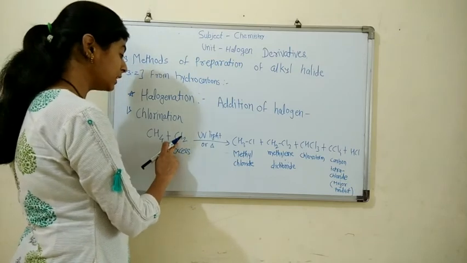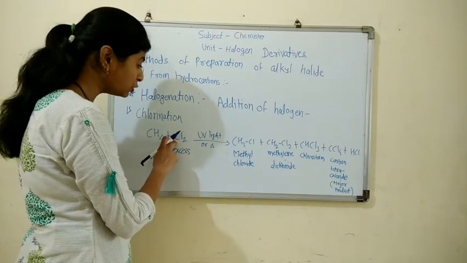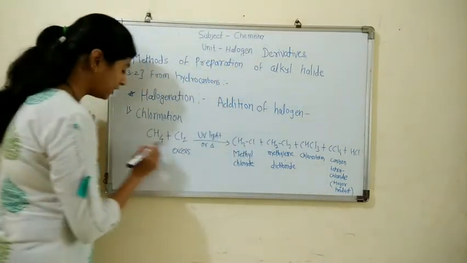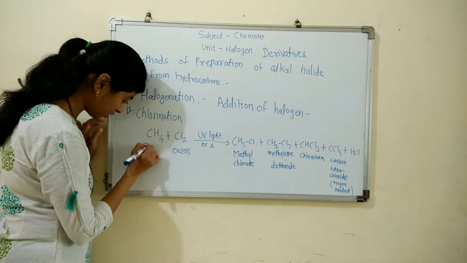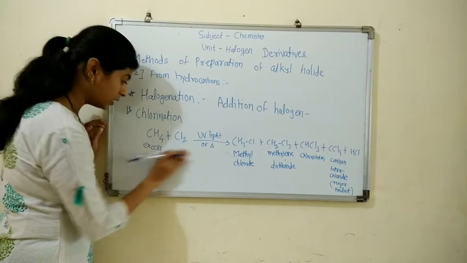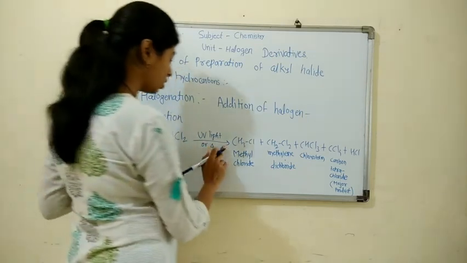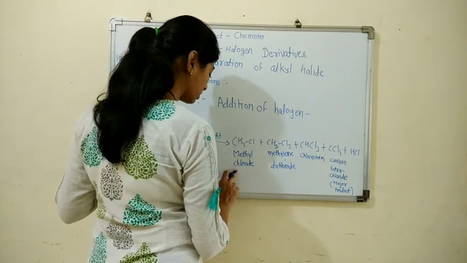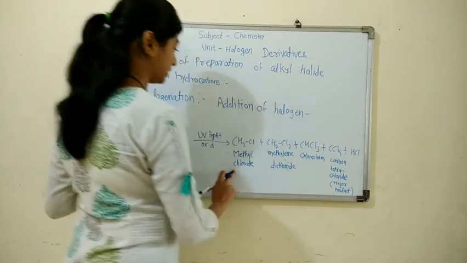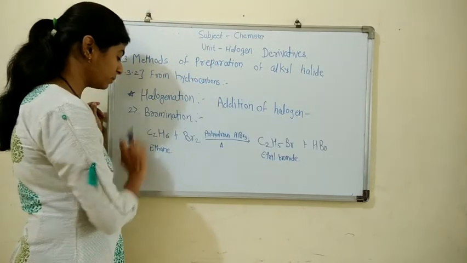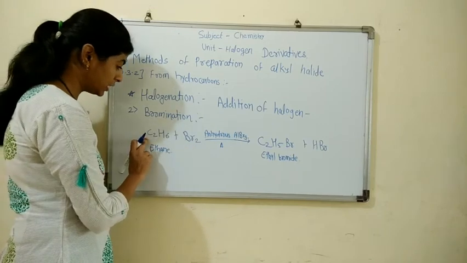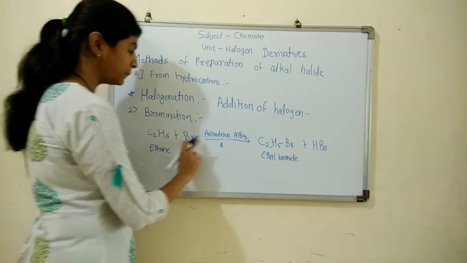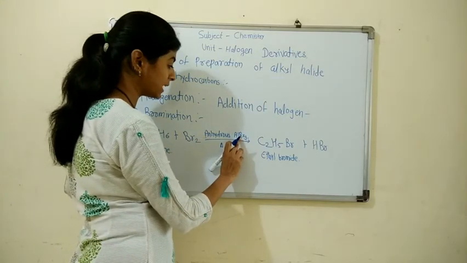When excess Cl2 is used, then carbon tetrachloride will be the major product. And when methane is in excess quantity, then our main or major product will be methyl chloride or chloromethane.